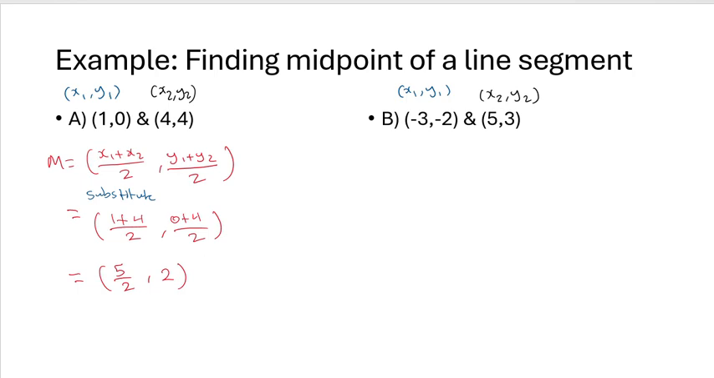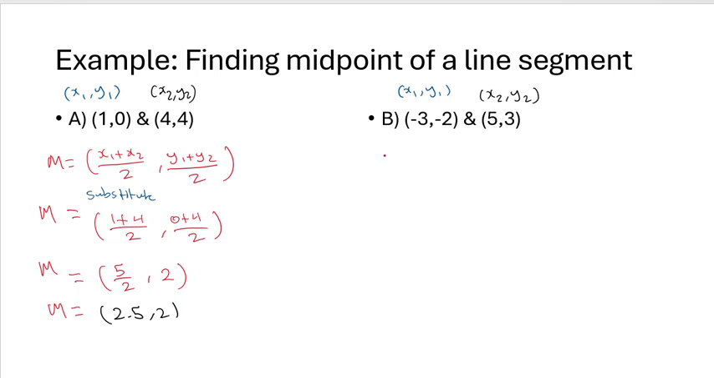Now, if you don't know where the fraction is, like on the axis, you can convert to decimals to sort of give you a good idea, okay? So another way of writing 5 over 2 is actually 2.5. So that means the midpoint is actually at the coordinate point 2.5, 2. And if you really wanted to draw a line, you could sort of see it, okay?